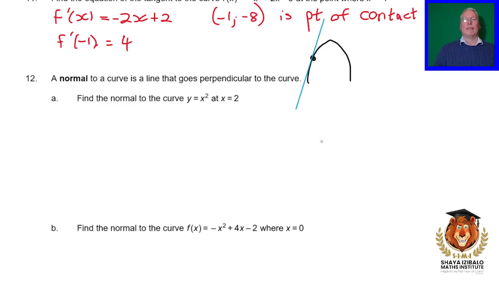Okay, something like that. And we're wanting the gradient of this blue line. Well, I'm going to use the y equals mx plus c version this time. Y is -8 is the gradient times the x value plus c. So -8 is -4 plus c.